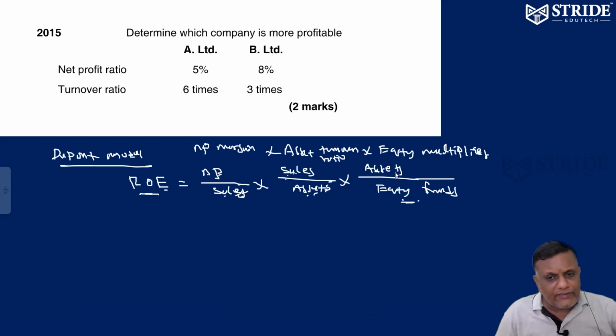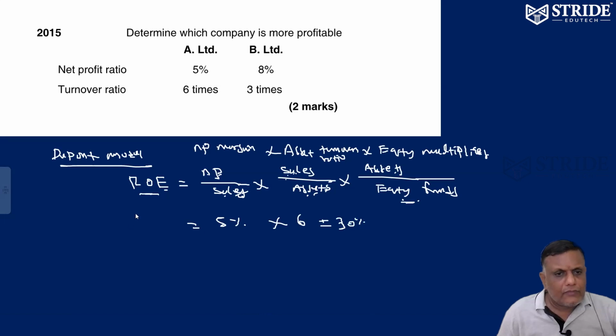Out of equity means what is your asset? Asset ratio, sales by asset. Sales cut, asset cut, net profit by equity fund. Here, net profit margin ratio is given, equal to 5%. Asset turnover ratio is given, equal to 6 times. The equity multiplier is not given, no issues. Out of assets, what is the net profit? Automatically it's going to be 30%.